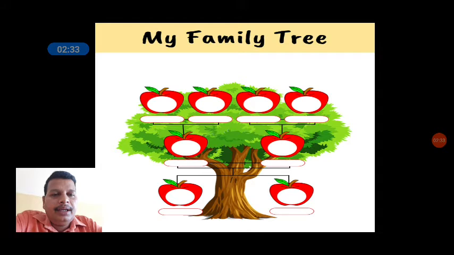Okay, here it is. In the below row, stick your grandparents' photos and write their names. Then in the second row, stick your parents' photos, father and mother, and write their names. Then come to the third row, the upper row. There, four apples are there. If you have siblings, write their names and stick their pictures. Okay, this is the family tree.